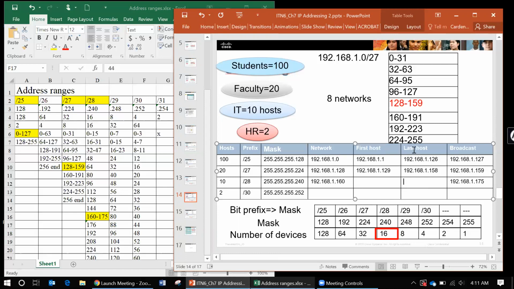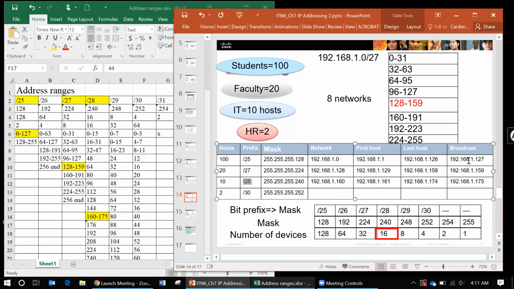The hosts in the range, remember this is a range from 1 through 126, 129 through 158. All of these can be assigned to hosts or devices. So for the broadcast, you subtract 1, and this would be the very last address. Then you get the network and you add 1, and that will be the very first host.